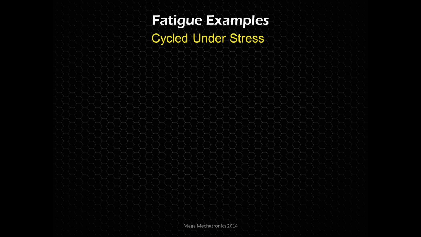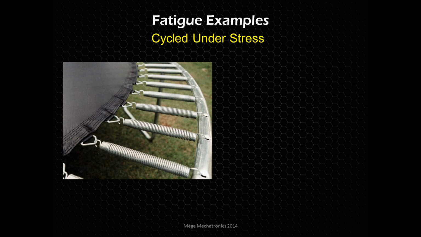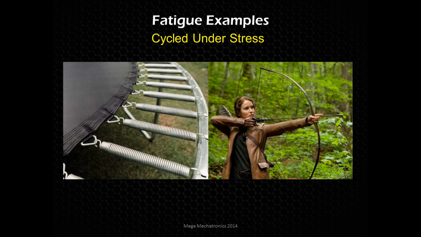Parts and objects cycled under stress. We have a trampoline, and these springs, well, we can see there's little air between those coils, so we can say it's under a pretension. And then every time you jump on it, it's going to increase the stress in those coils. And if you put more people on it, or adults, say, they're going to reach a higher peak stress, but they are going to be cycled every time you jump on it.